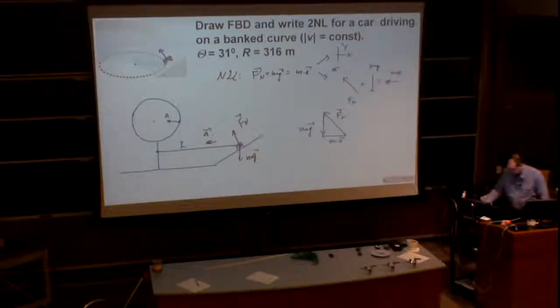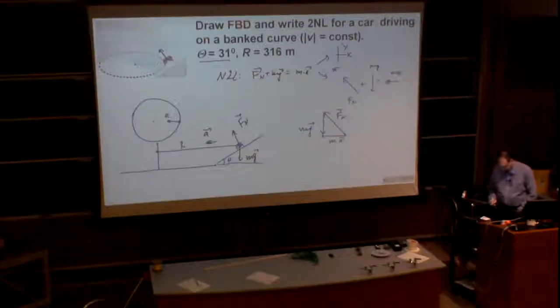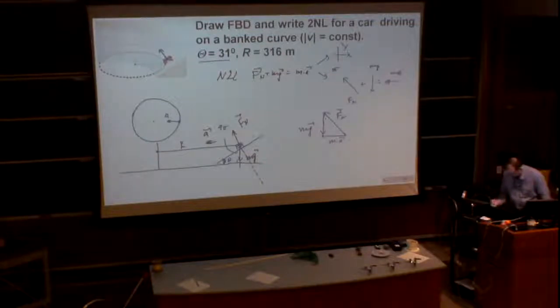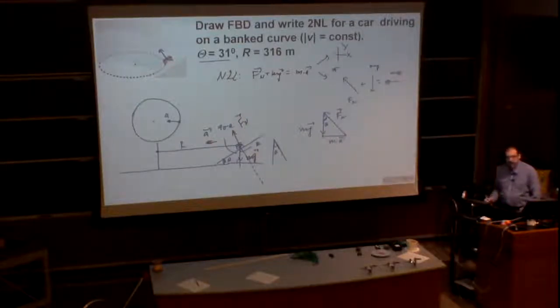Now, angles. This is the angle we know. That's theta, 31 degrees. Now we have to figure out which of these two angles is theta, 31 degrees. So that's normal, that's force of gravity, that's normal force. And this is 90. So if I extend the normal force, this is theta, that should be 90 minus theta, this should be theta. So this angle between the vertical direction and normal force is theta. In my triangle, theta is here.